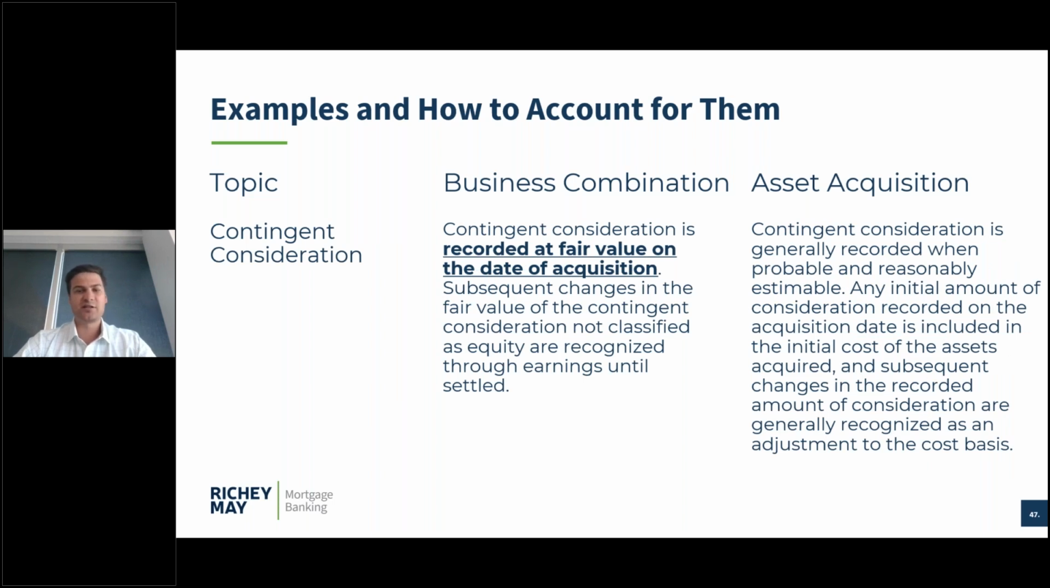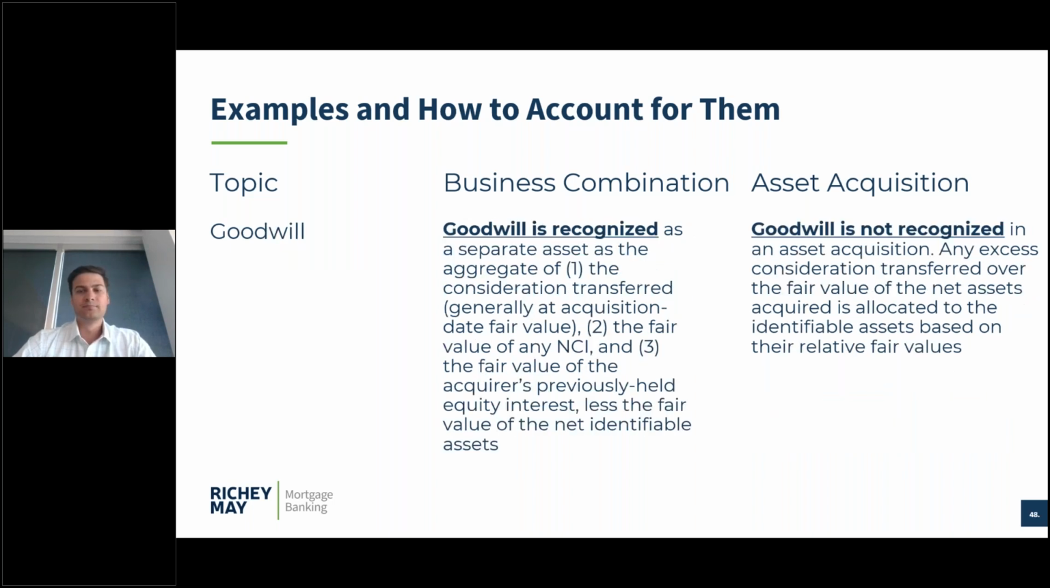Then contingent considerations under a business combination are recorded at fair value on the date of acquisition, whereas under an asset acquisition, they are only recorded when probable and reasonably estimable. Then goodwill. Under a business combination, goodwill is recognized. I'll talk a little bit more about that in the upcoming slides, but note that under an asset acquisition, there is no goodwill. Any excess consideration transferred over the fair value of assets is allocated to those various assets acquired.